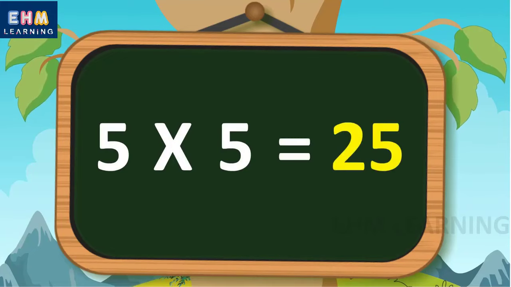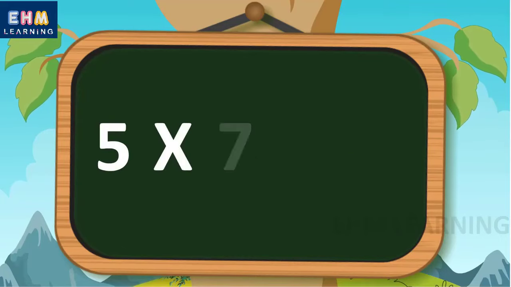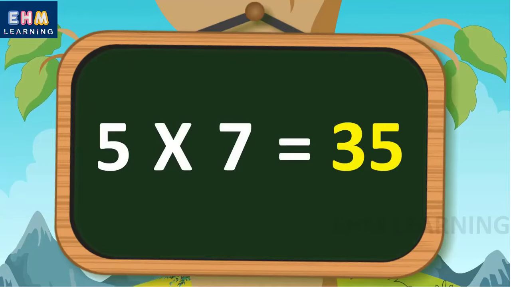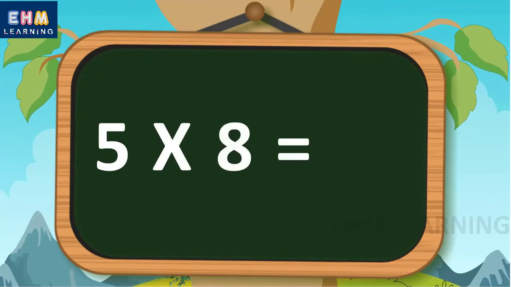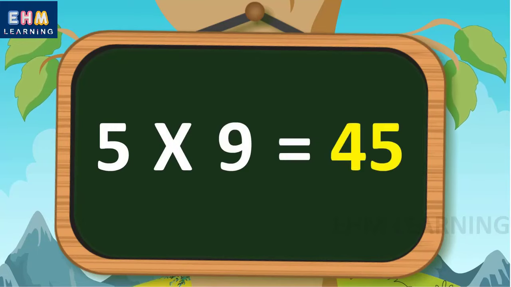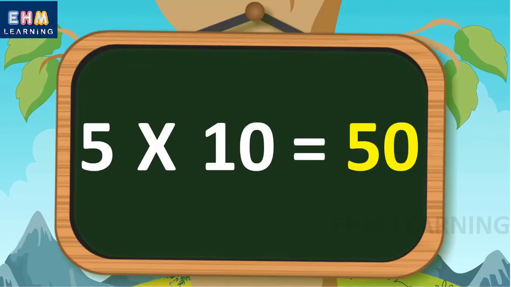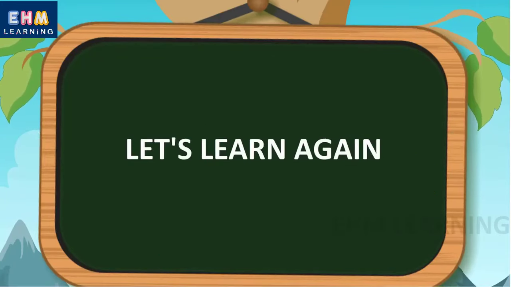5 fives are 25. 5 sixes are 30. 5 sevens are 35. 5 eights are 40. 5 nines are 45. 5 tens are 50. Let's learn again.